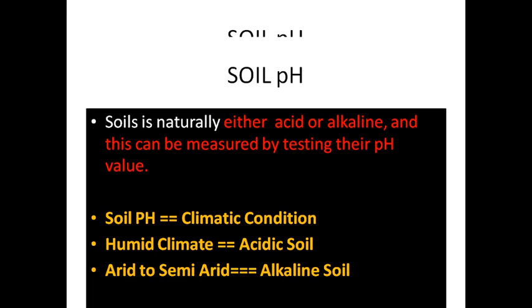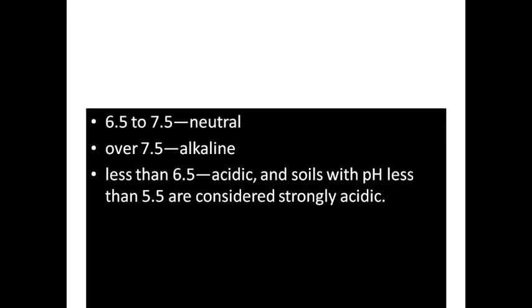So climatic condition plays a dominant role in determining soil acidity or alkalinity. Humid climatic condition is responsible for acidic soil, rather slightly acidic soil. I am not talking about extreme acidity. An arid to semi-arid climate, rather dry climatic condition, is responsible for alkaline soil.